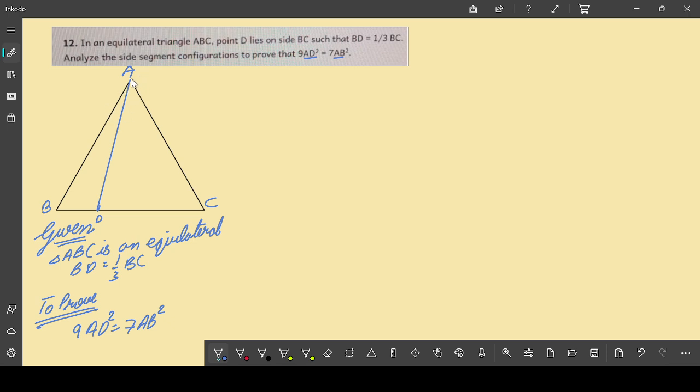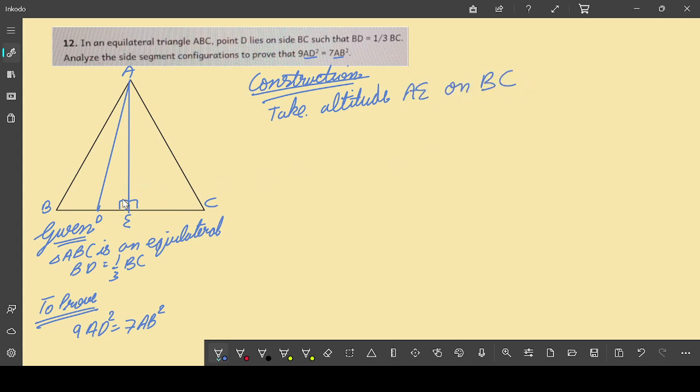So can I make an altitude AE from A on BC? So AE gives your right angle triangle, right? So in construction, I will write: take altitude AE on BC, right? Okay, and one more thing, BE will be equal to EC.